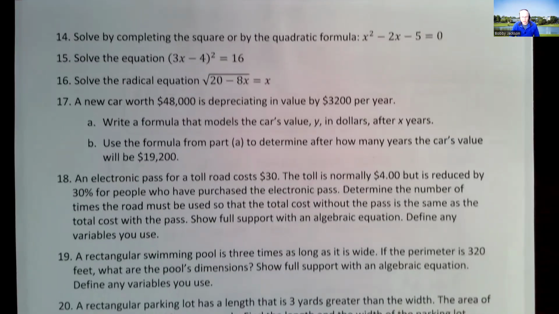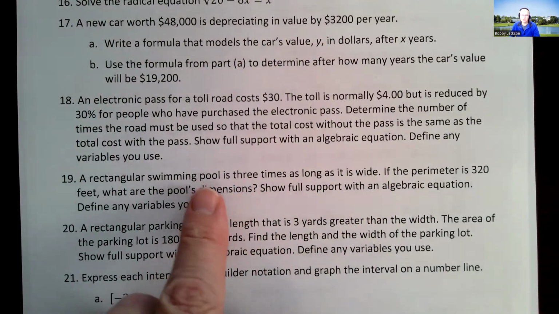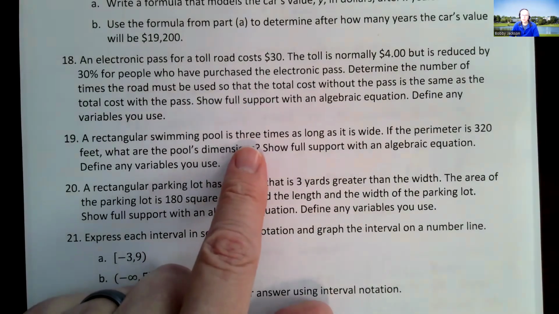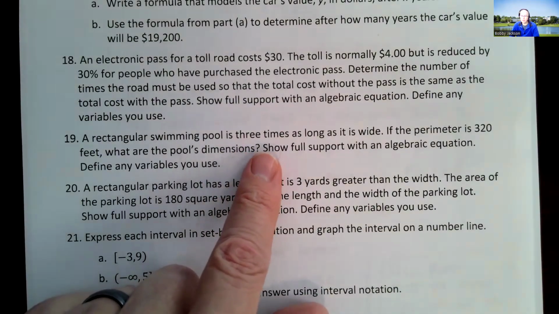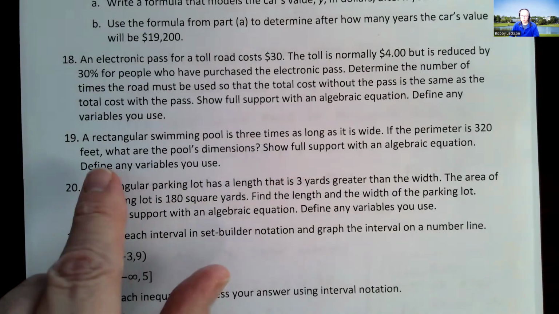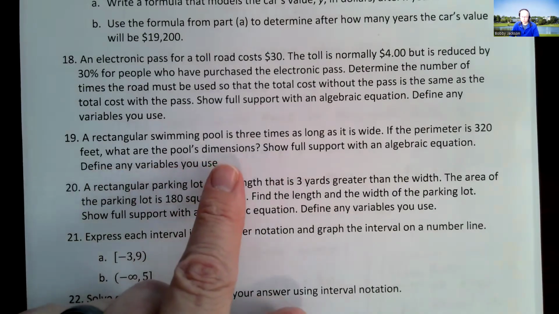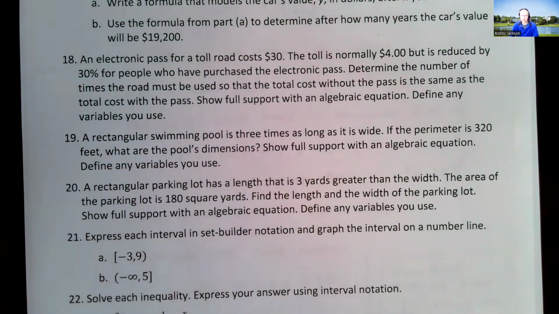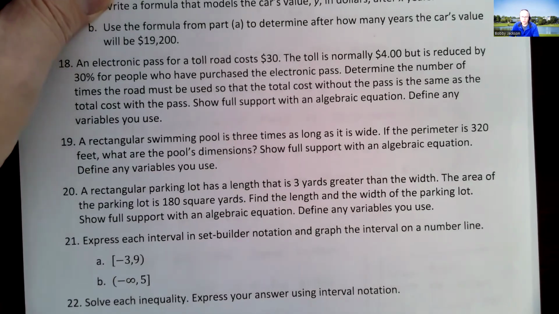Let's go to number 19. A rectangular swimming pool is 3 times as long as it is wide. If the perimeter is 320 feet, what are the pool's dimensions? And again, define any variables, show full support. So what's this look like?